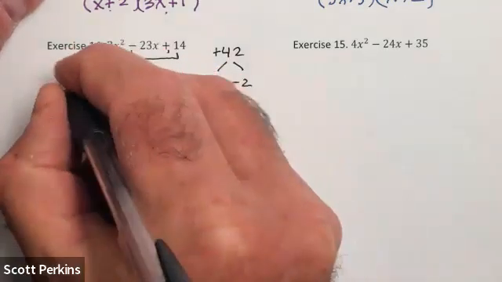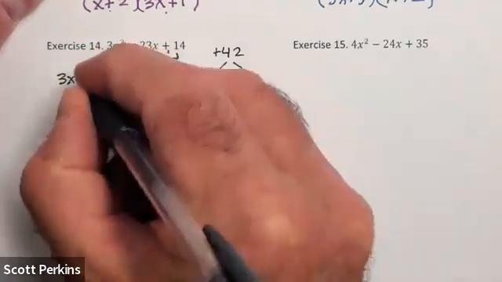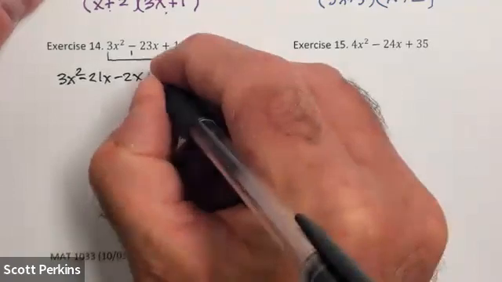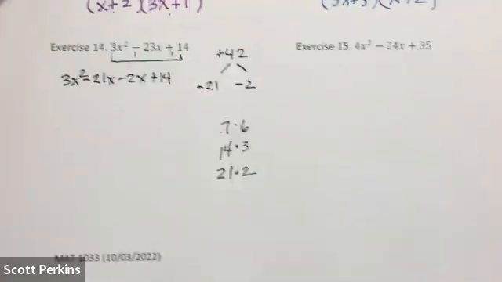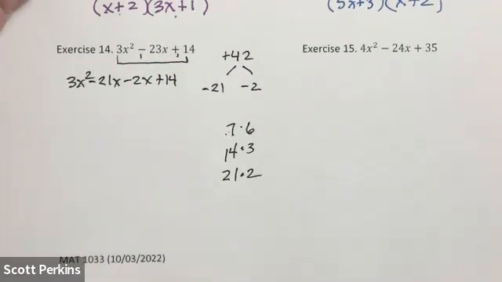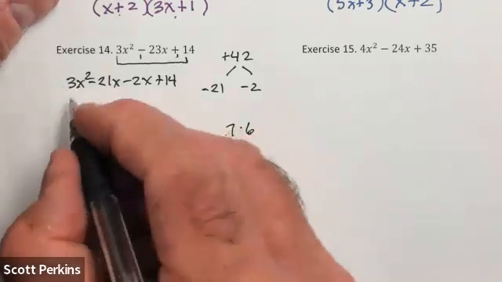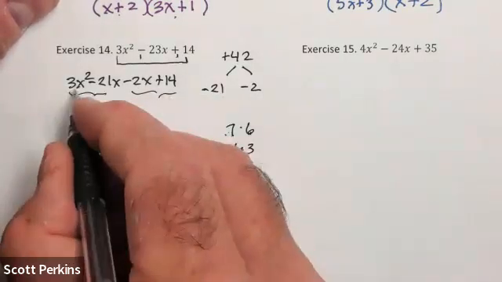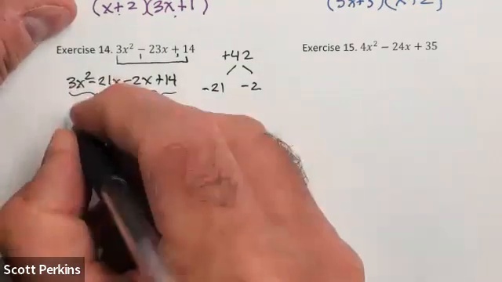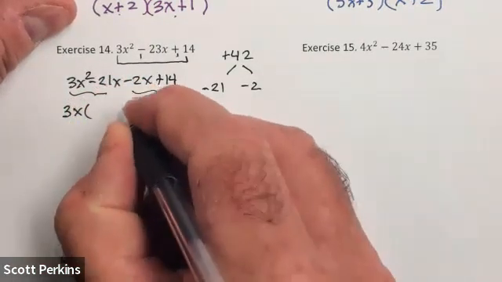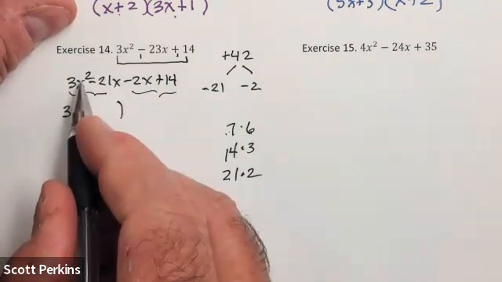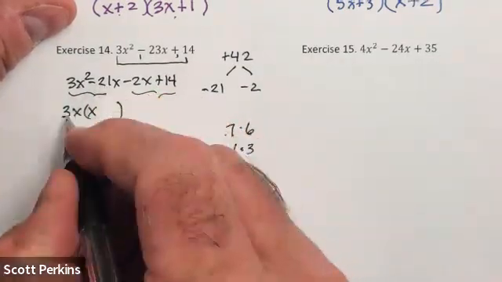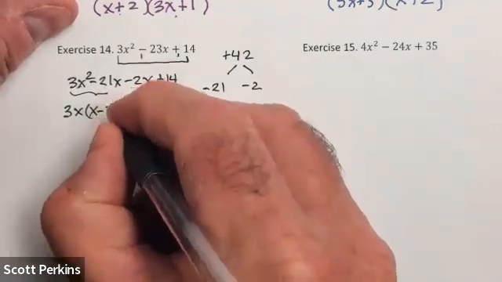So I've got 3x squared minus 21x minus 2x plus 14. The rest of this is grouping, like we did last Wednesday. Out of the 3x squared and the 21x, I can factor out a 3 and an x. 3x squared divided by 3x leaves me x. Negative 21x divided by 3x leaves me negative 7. There we go.